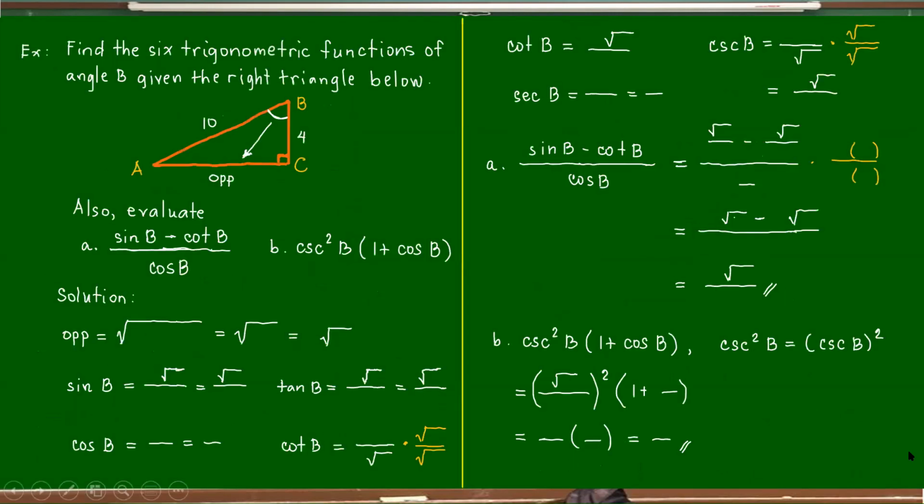So let's have another example. Find the 6 trigonometric functions of angle B this time, given the right triangle below. Okay?